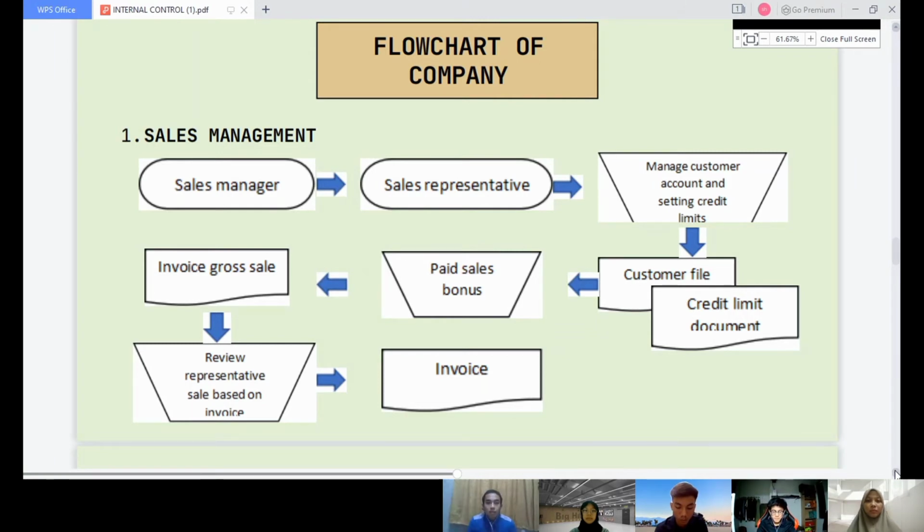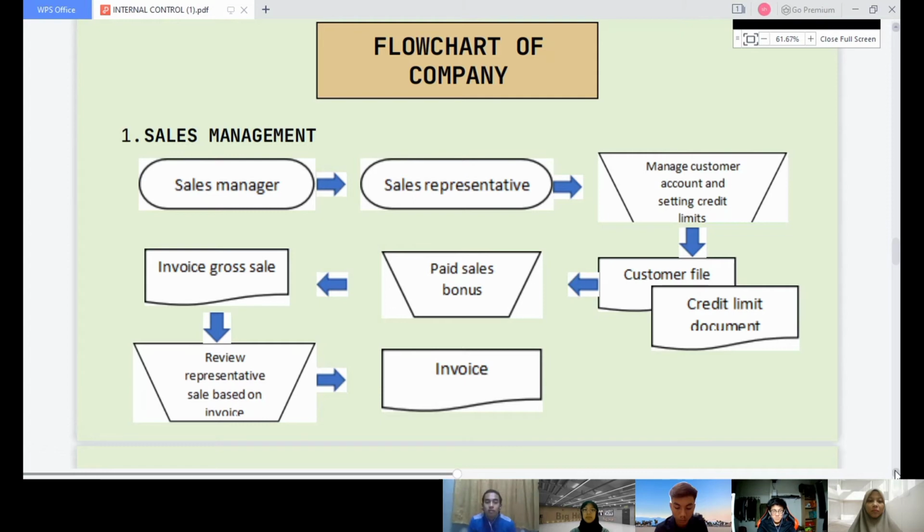The sales department will be led by the sales manager, and under him there are 10 sales representatives. Sales representatives will manage customer accounts and set credit limits. After that, they will provide the customer file and credit limit document. The next process is paying the sales bonus, and an invoice of gross sales will be given.